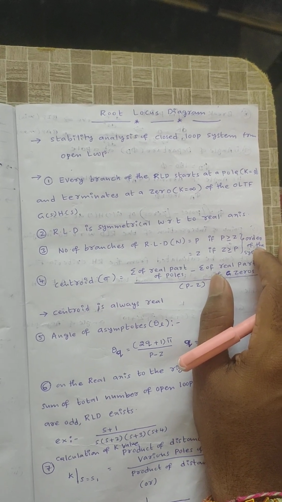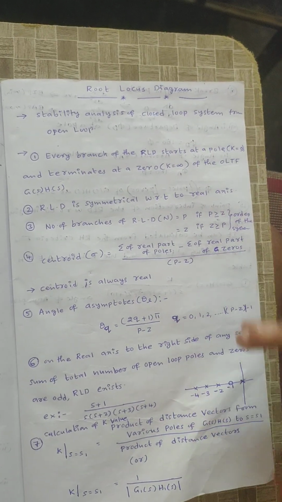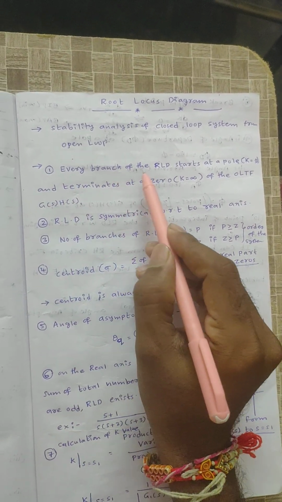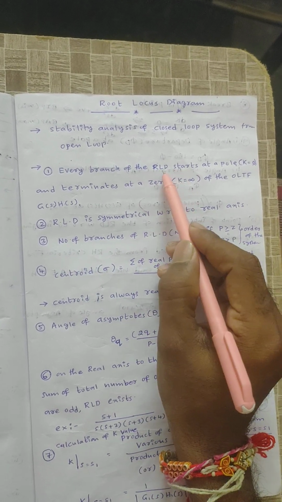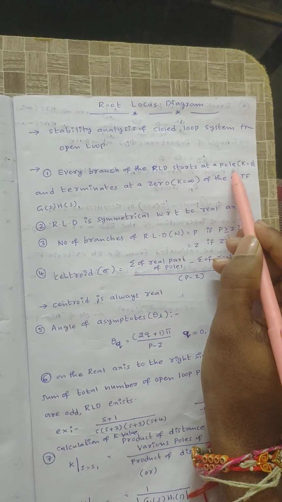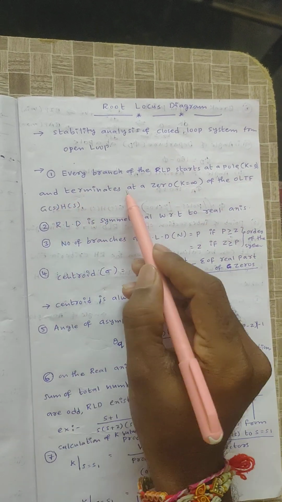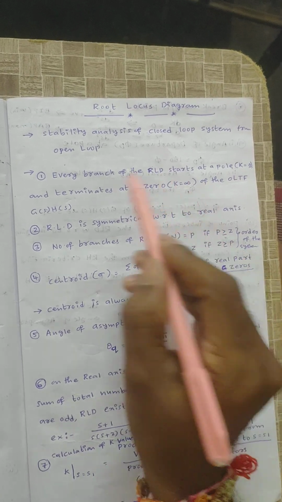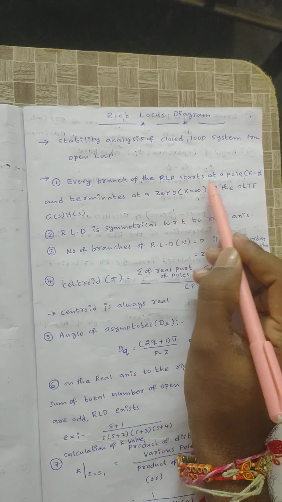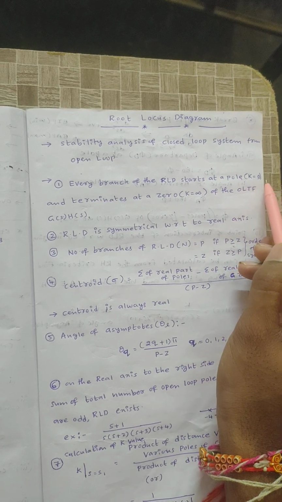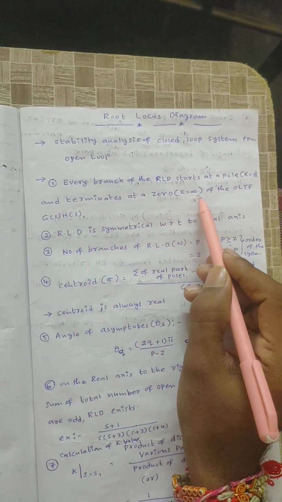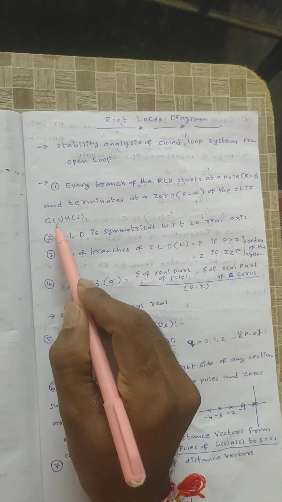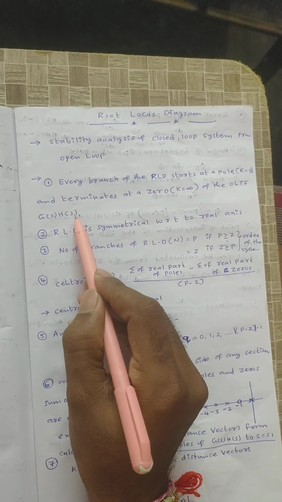To construct this root locus diagram, there are 10 very important steps. First point: every branch of the root locus diagram, RL is nothing but root locus diagram, starts at a pole, K equals 0, and terminates at a zero. Remember this point. I will explain while constructing the root locus diagram. That means every branch starts at a pole, K equals 0, and terminates at a zero, K equals infinity, of the open loop transfer function G(s)H(s). That is the first point.